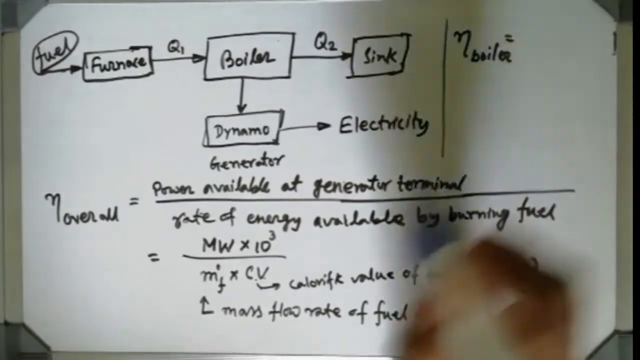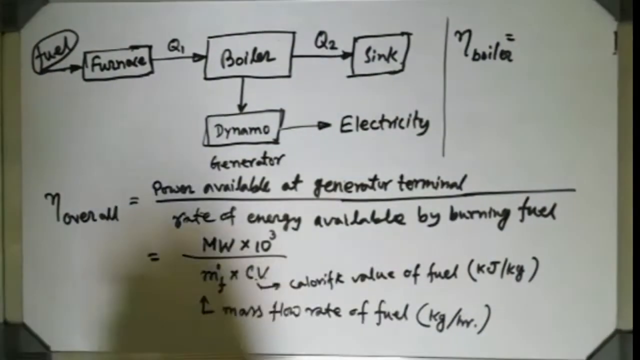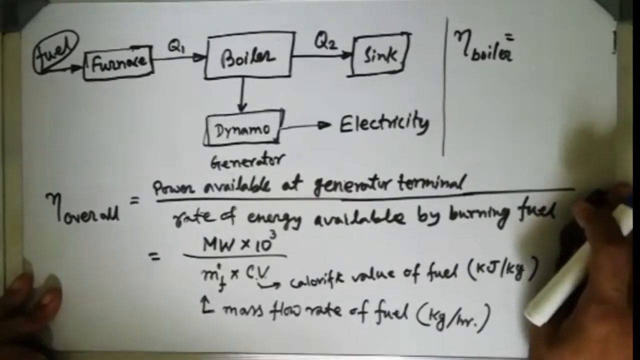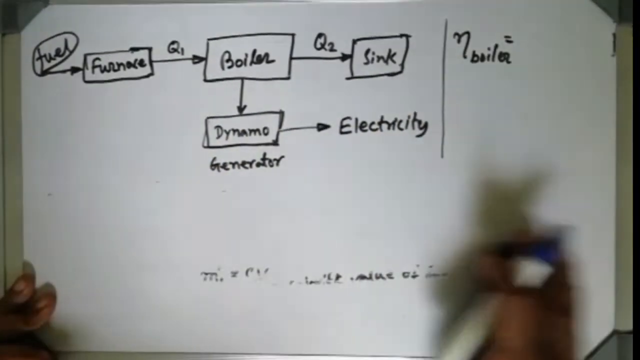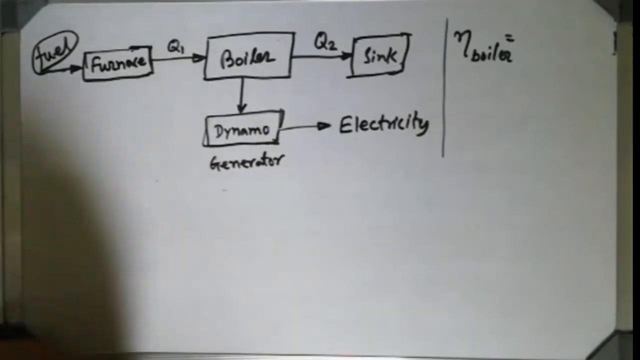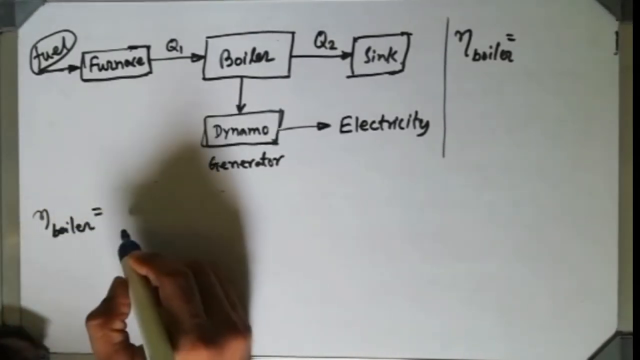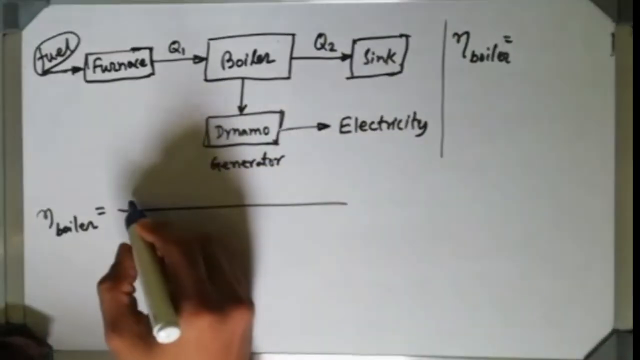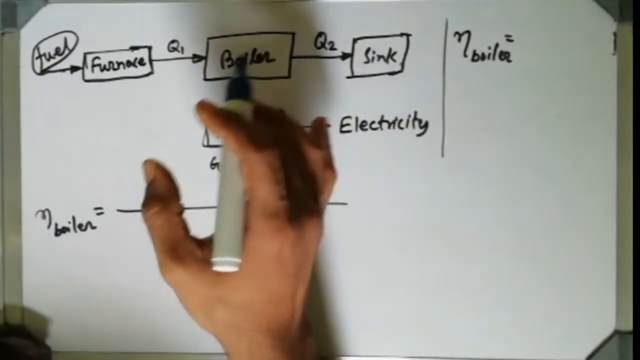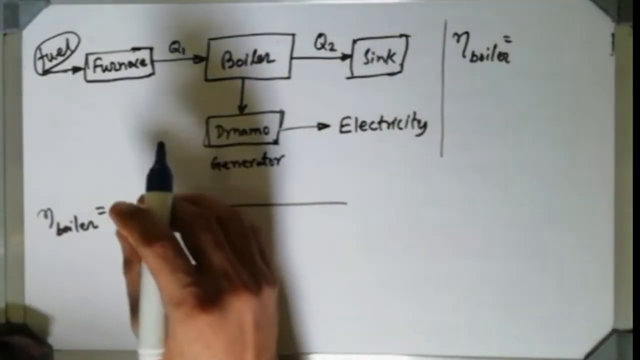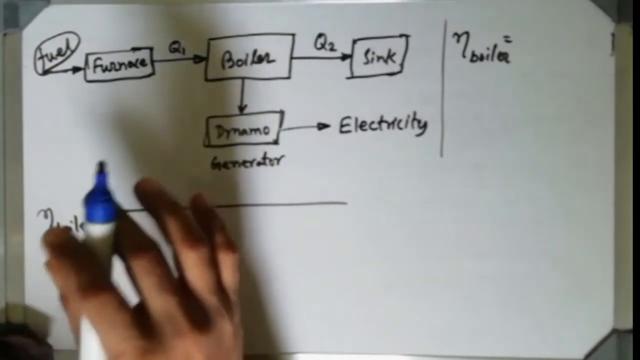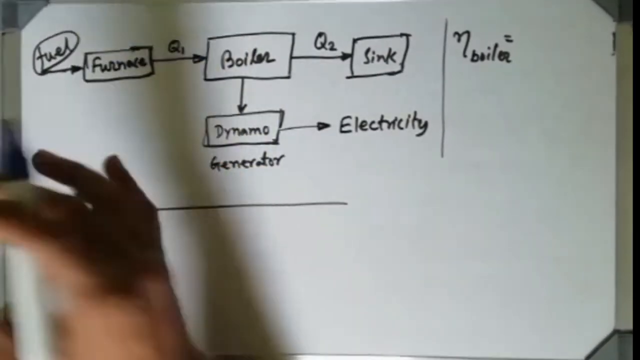Boiler efficiency, I should remove this particular part, otherwise space will be insufficient. Okay, removing this part, so space is so less for me. Eta boiler, it can be written like this. Inside the boiler, it is the energy you have to supply to the water to form the steam.